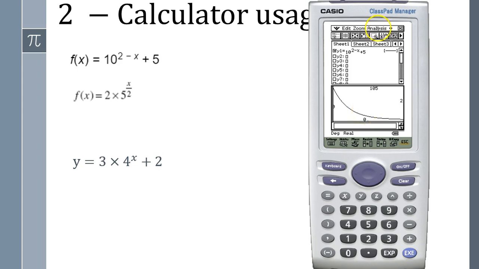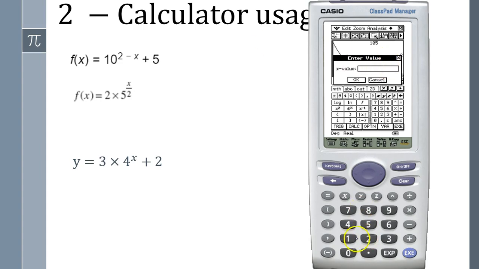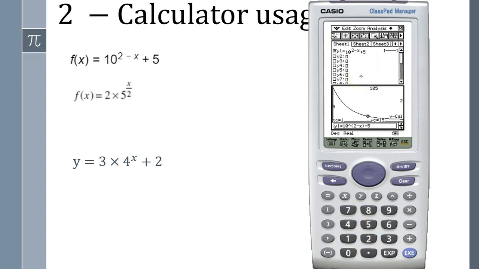So I'm going to go again, analysis, g-solve. I've got a value for x. I want to find the value of y. I want to calculate a y value. So that's this one here. And the x value is going to be 1. When x is 1, y is 15.